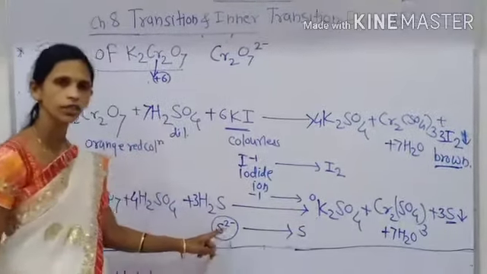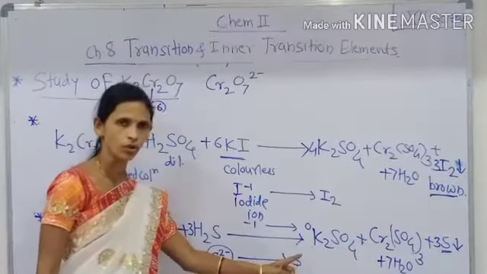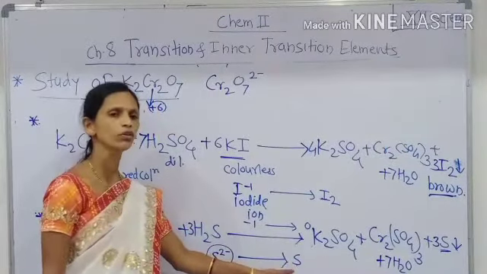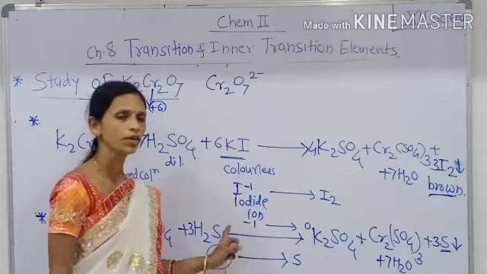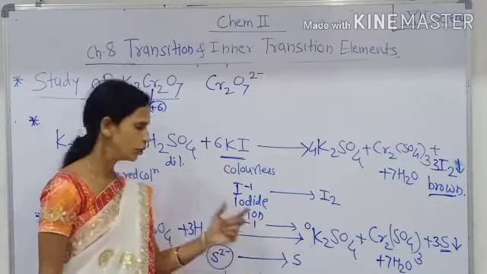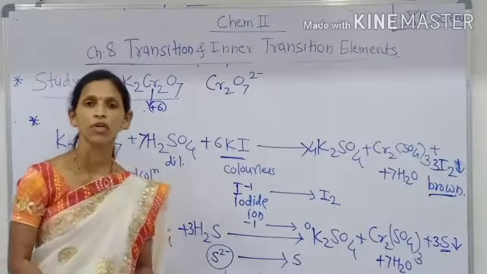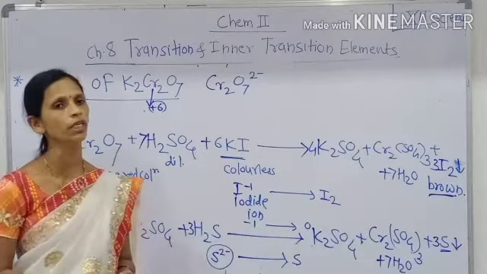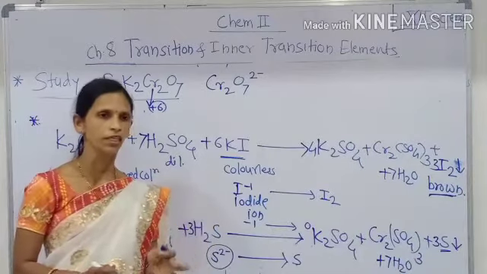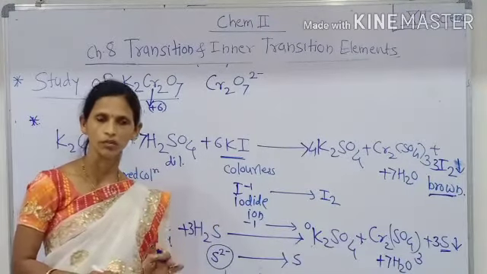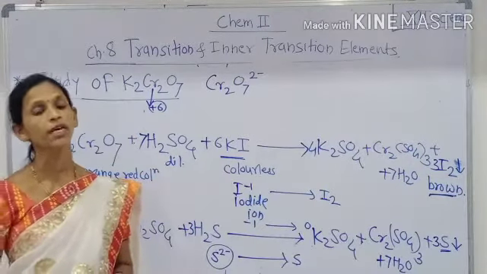Here also the oxidation state of sulfur increases from -2 to 0, because colloidal sulfur is present in molecular form having the oxidation state 0. That means the oxidation state increases and the sulfide ion undergoes oxidation due to the acidic K2Cr2O7. That is the oxidizing property of acidic K2Cr2O7. These two reactions indicate that acidified potassium dichromate acts as a strong oxidizing agent.